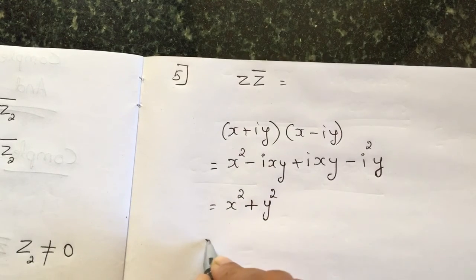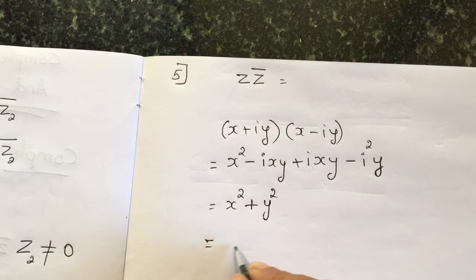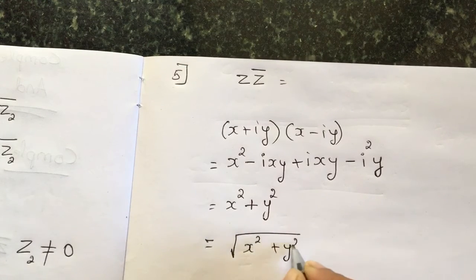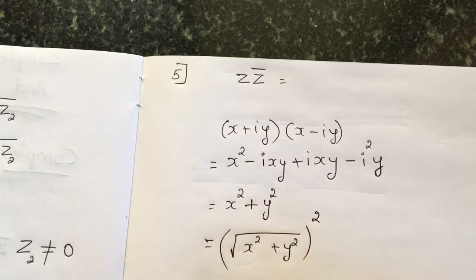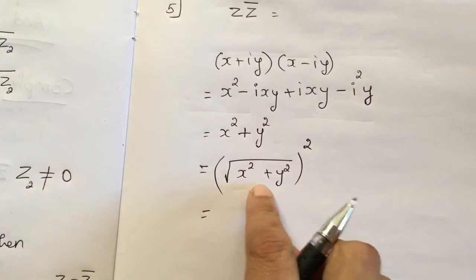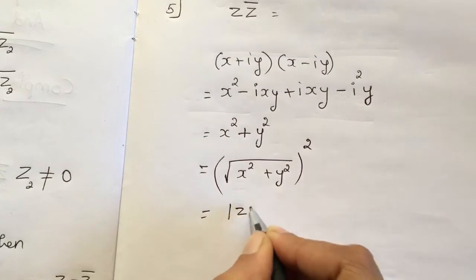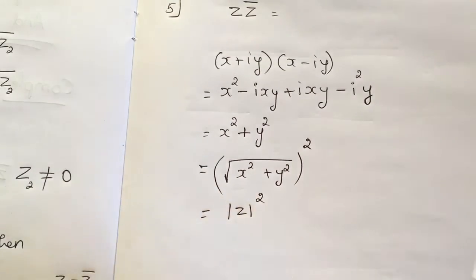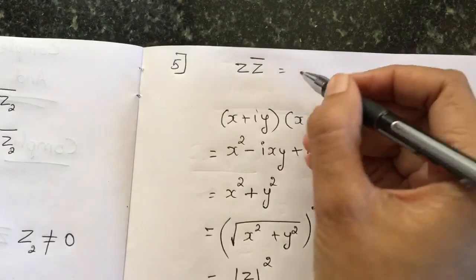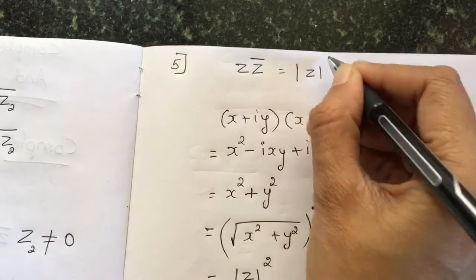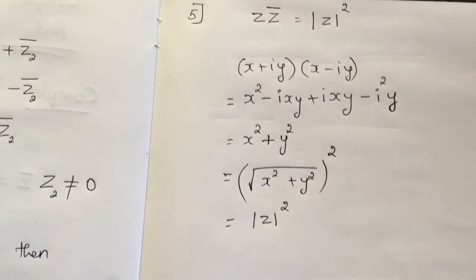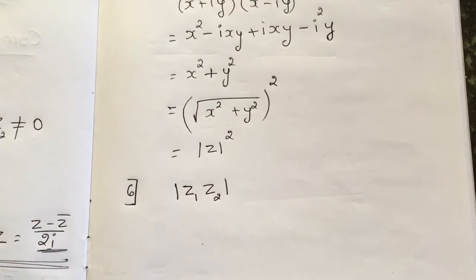This is same as writing root of x square plus y square, and it's a square, isn't it? Now what is this? This is nothing but modulus of z, it's square. So z into z bar is nothing but modulus of z whole square. Isn't it? Okay, one more observation.